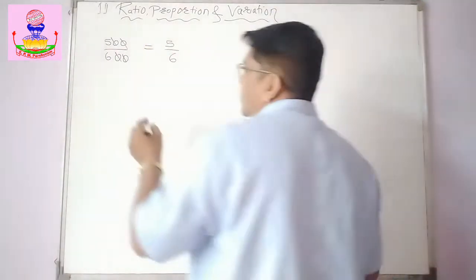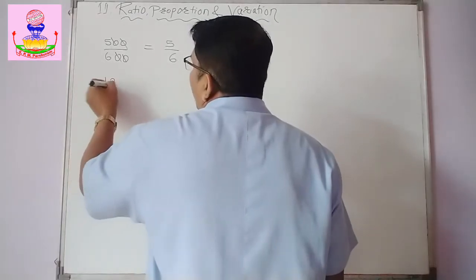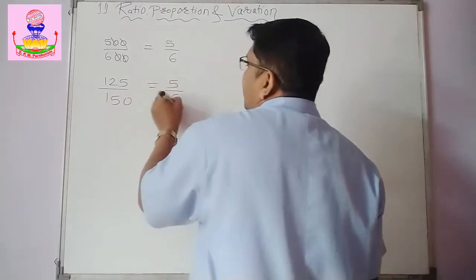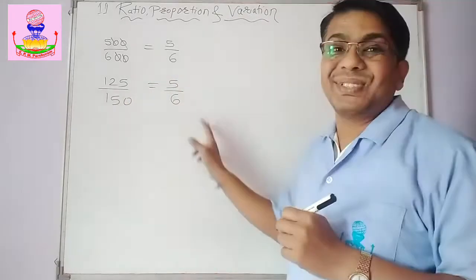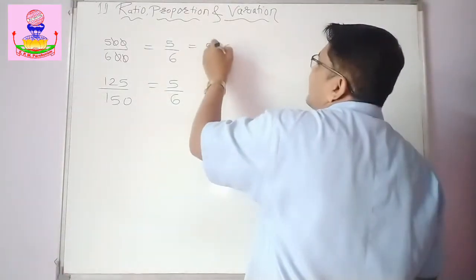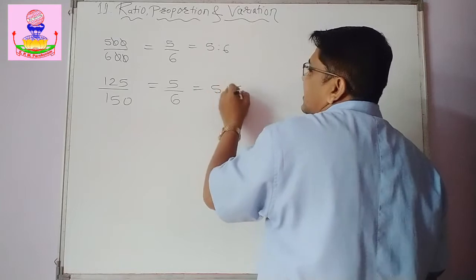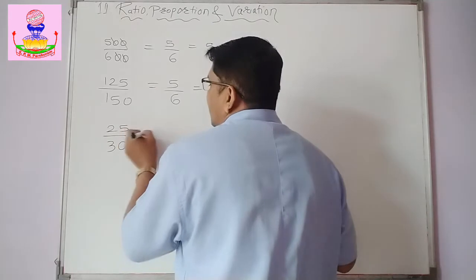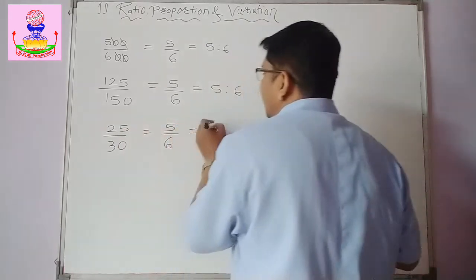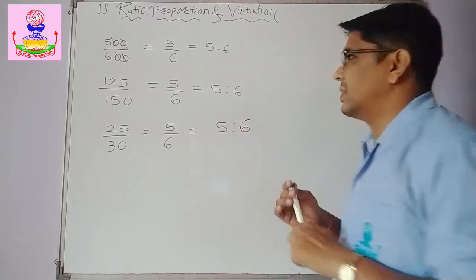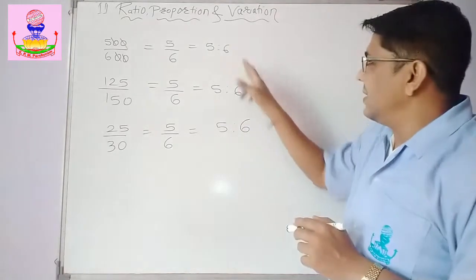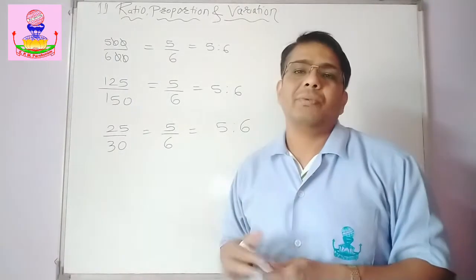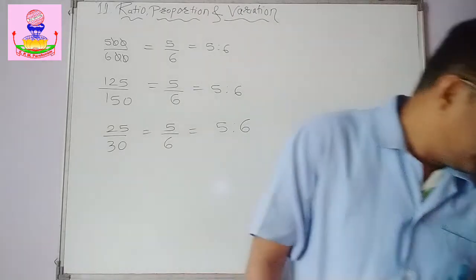I am having another example. Suppose 125 upon 150. Now 25 5s are 125, 25 6s are 150. So this ratio is 5:6. Now suppose I have got 25 upon 30. So 5 5s are 25, 5 6s are 30. So what I get? Again lowest term 5:6. Now you can see in the lowest form they are equal. Hence they are called equivalent ratios. What are they called? Yes, equivalent ratios.